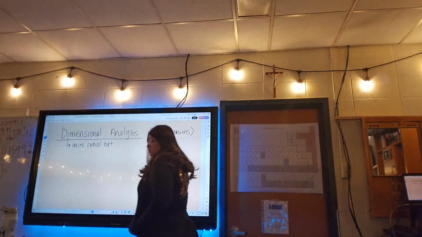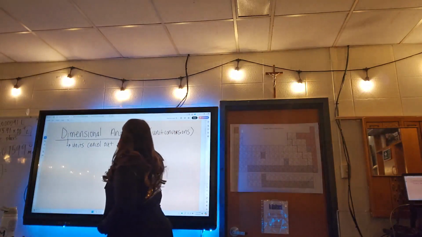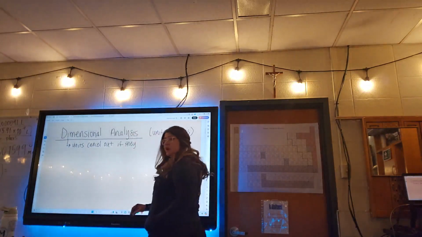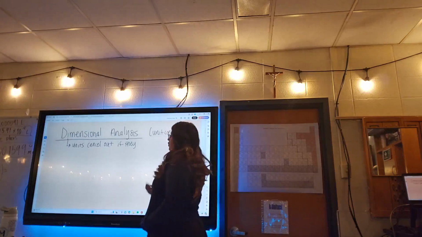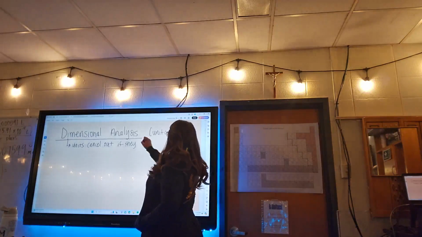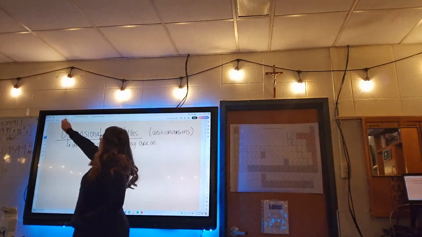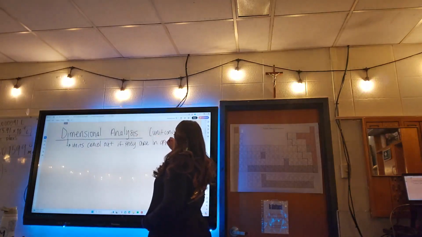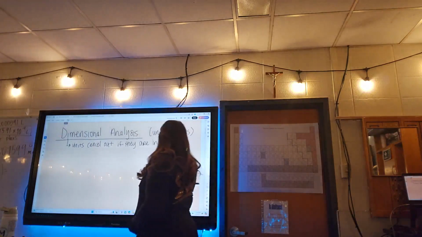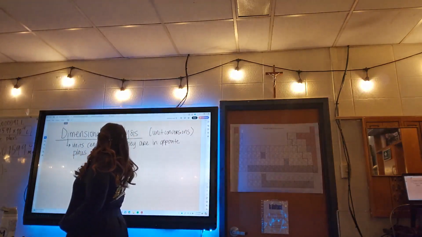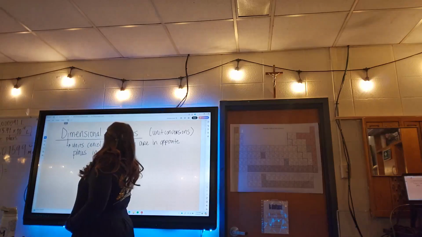Units will cancel if they are in opposite places on different fractions, or on the same fraction, it doesn't even matter. So units cancel out if they are in opposite places in fractions.